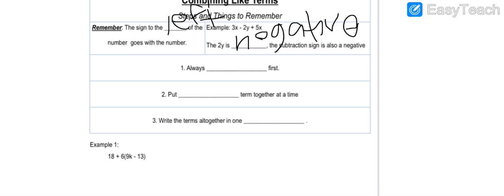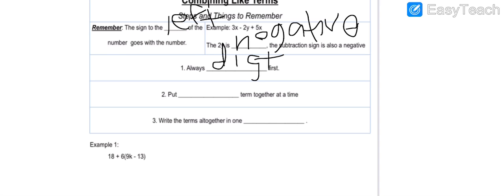So the first step when combining like terms is you always distribute. You want to get rid of those parentheses. So your first step is always distribute. The second step is to put all like terms together at a time. So put all your x's together, all your y's together.